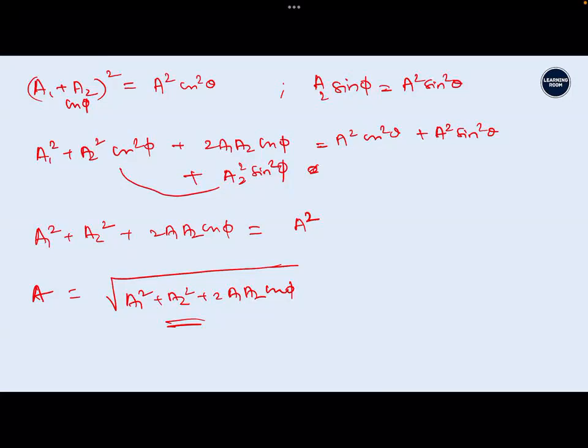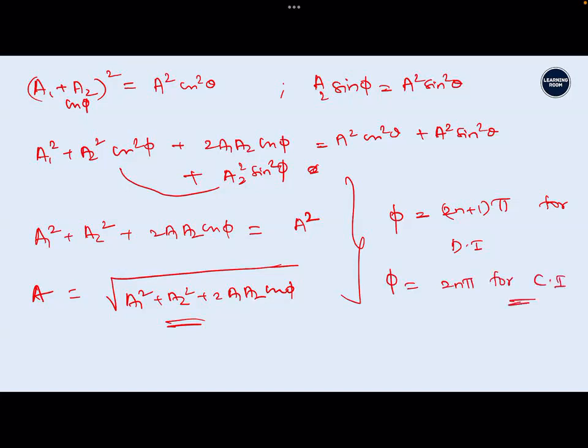Then what did we see? So phi is equal to 2n plus 1 into pi for destructive interference, and phi is equal to 2n pi for constructive interference. Okay. So this we have already discussed, and these 2 points are to be remembered.